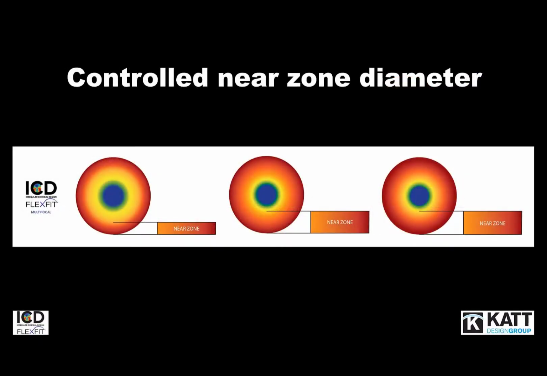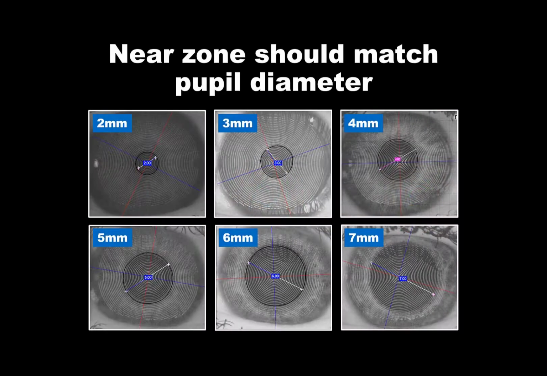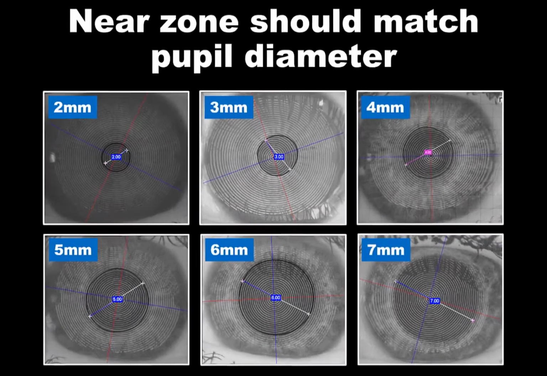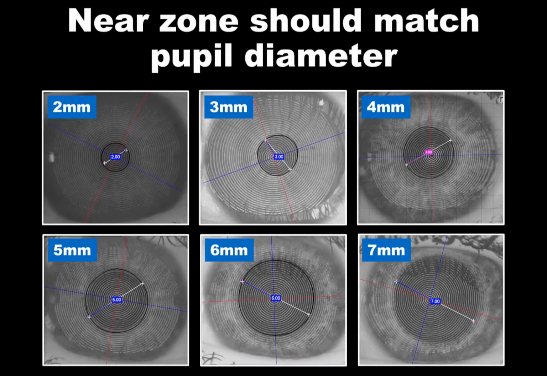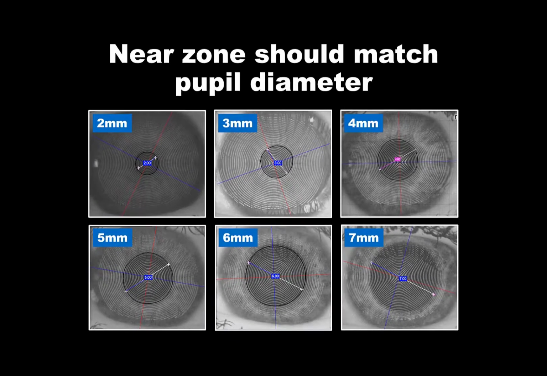The near zone diameter can also be controlled to influence the width of the plus zone as well as the magnitude of plus that's provided to the patient. It's important to build the ICD FlexFit Multifocal with the near zone diameter within the measured diameter of the pupil. This ensures the full multifocality is provided to the patient within their specific pupil diameter.